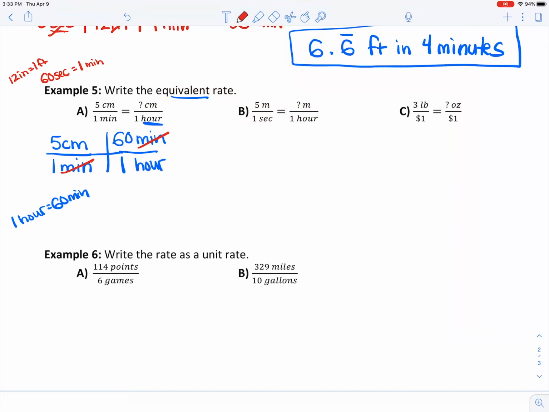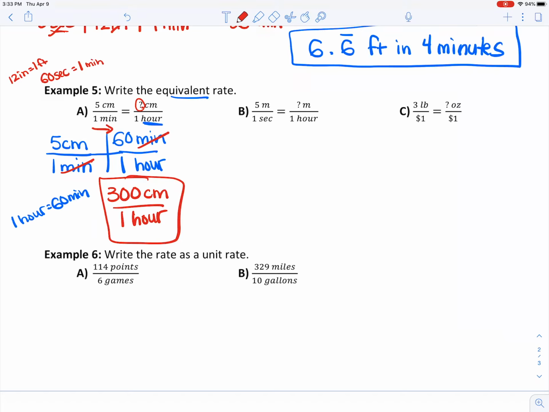Now this is great because I have a minute on the top and a minute on the bottom. Those two units cancel. We multiply going across. 5 times 60 is 300. My unit left is centimeters, and 1 times 1 is 1, and my unit left is hour. So that question mark that we're looking for there is 300 centimeters.